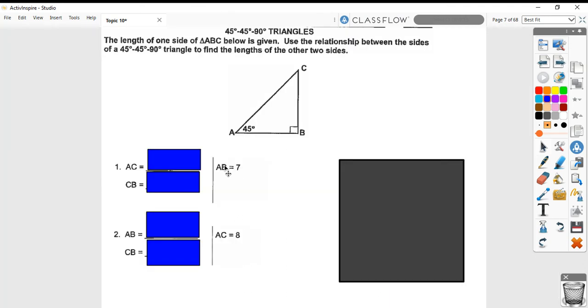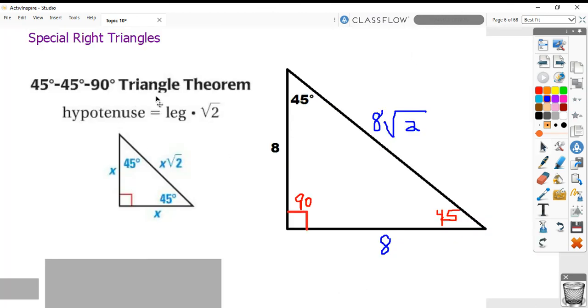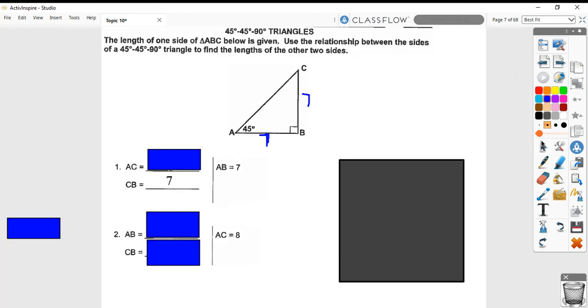It tells us that AB, this side right here, has a length of 7. If that is the case, this other leg must be the same thing. It has to also be 7. The other length, AC, is the hypotenuse. Well, according to our formula, hypotenuse equals leg times square root of 2. So all we're going to have is just 7 times square root of 2. It does not have to be some huge complicated thing. It's just 7 times square root of 2.